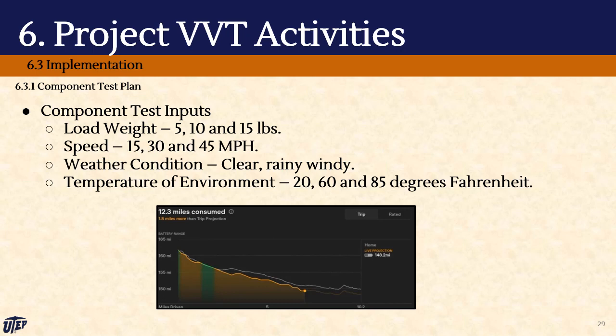This slide details the component test inputs. The load weights being tested are listed as 5, 10, and 15 pounds. The speeds at which the drone will be flying are 15, 30, and 45 miles per hour. The test will be using this speed as an average throughout the entire simulation of the test.